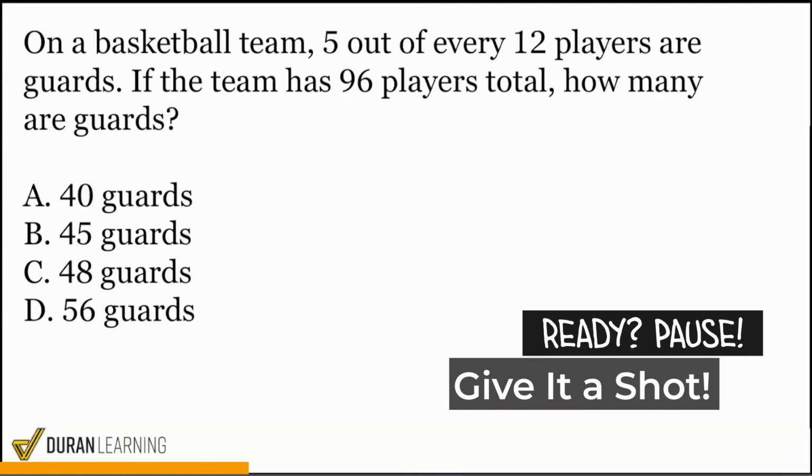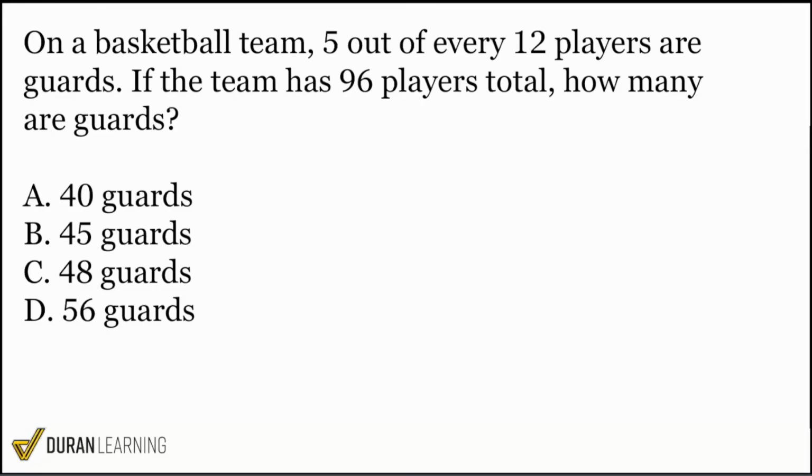All right, here, in this next question, everybody, what we're going to do is we're always going to begin by reading the question sentence first. So when we do that, what we see here is that it says, if the team has this many total players, how many are guards? Okay, so I'll write that down here. It says 96 total. And then we're looking for blank guards.